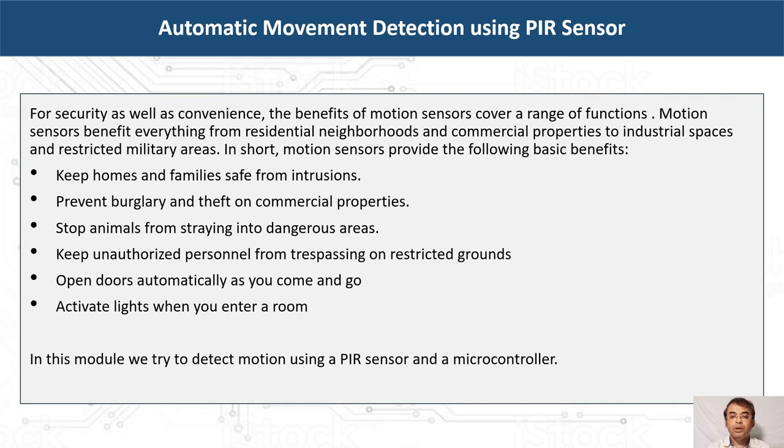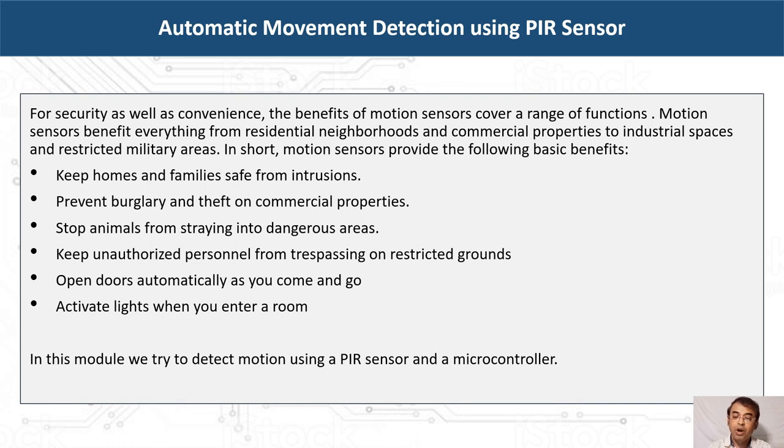Let's start with automatic movement detection using a PIR sensor. Problem statement: for security as well as convenience, the benefits of motion sensors cover a range of functions. Motion sensors benefit everything from residential neighborhoods and commercial properties to industrial spaces and restricted military areas. In short, motion sensors provide the following basic benefits. Number one, keep homes and families safe from intrusions. Number two, prevent burglary and theft on commercial properties.